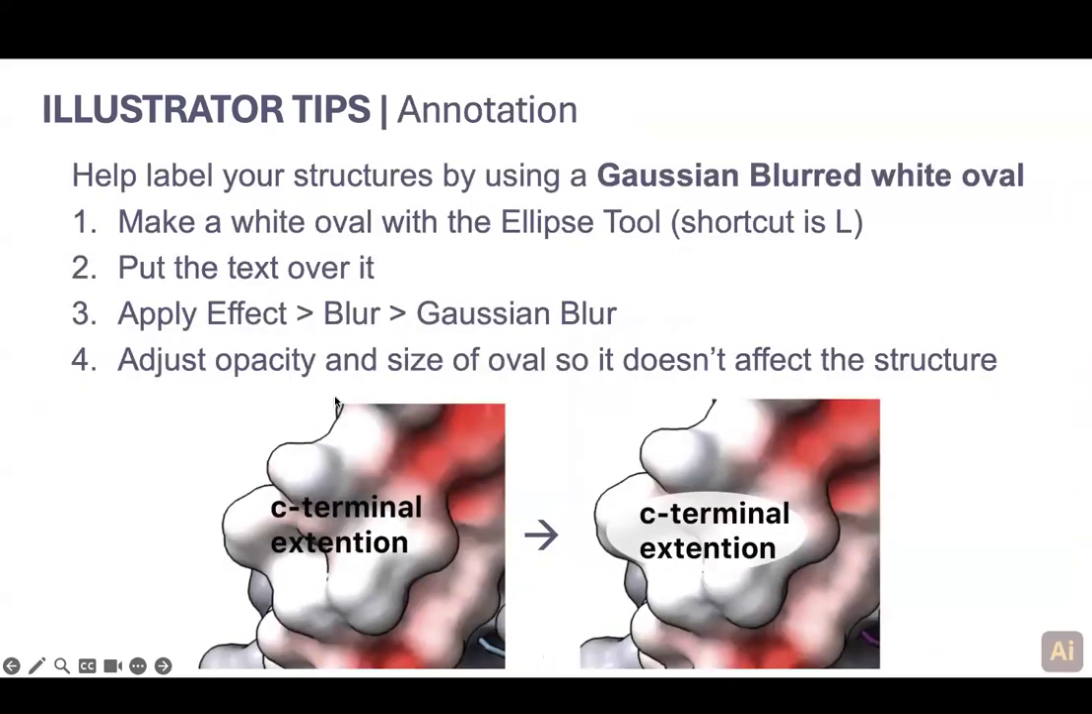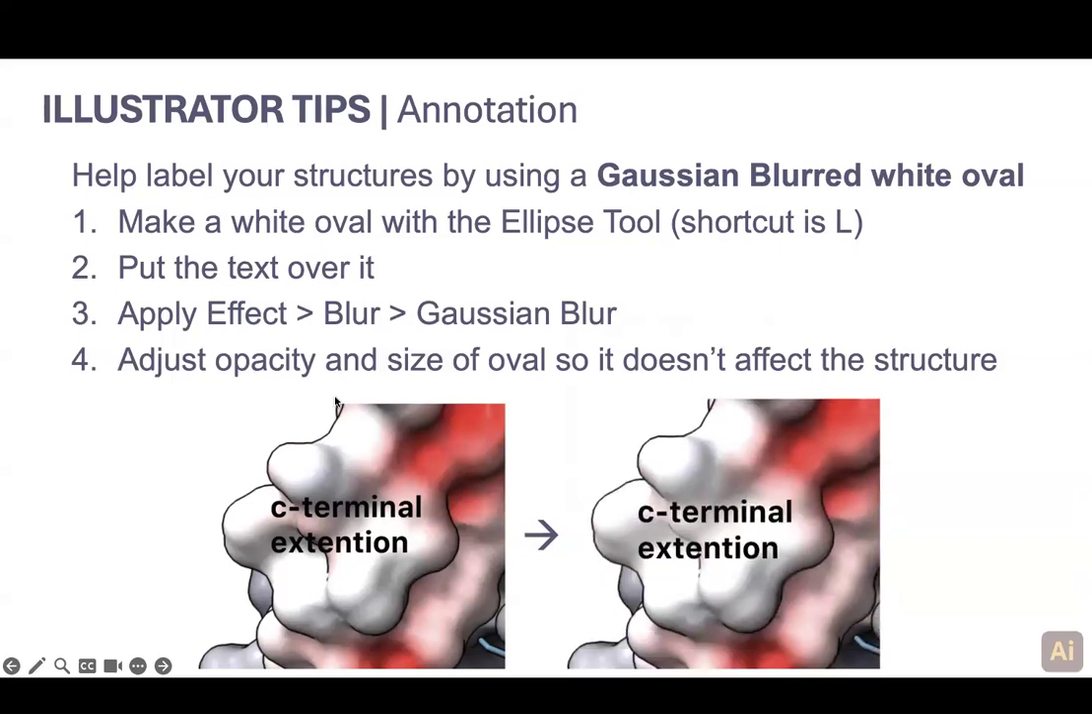Now, when you're going to annotate an image, sometimes you need to put text over parts of your image because maybe there isn't room to write it next to it. My favorite little tip for doing this is to use a Gaussian blurred white oval. You put an oval underneath your text, and you use this special blur effect that diffuses out that color. What that ends up looking like is that your text is readable, but the information under it is still readable as well. So this can be great for labeling.